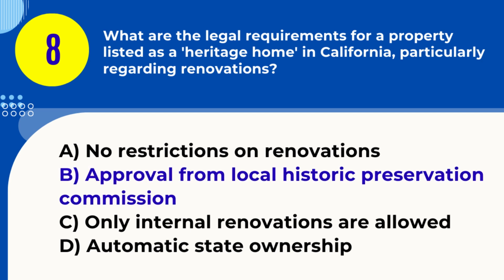Answer: B. Approval from local historic preservation commission. Explanation: For a property listed as a heritage home, any renovations typically require approval from the local historic preservation commission in California. This ensures that the changes are in line with historical preservation standards.